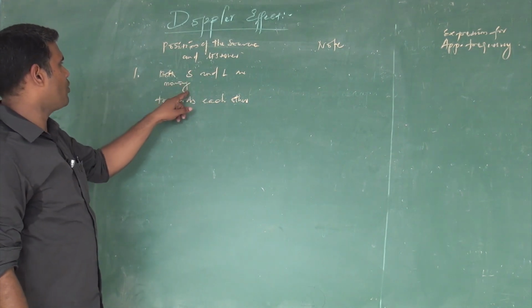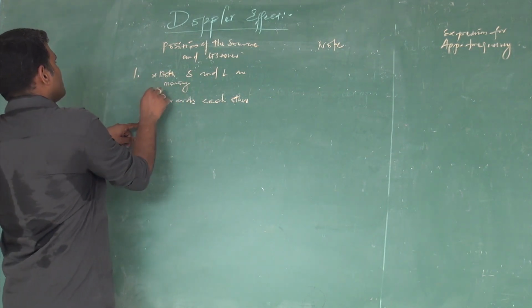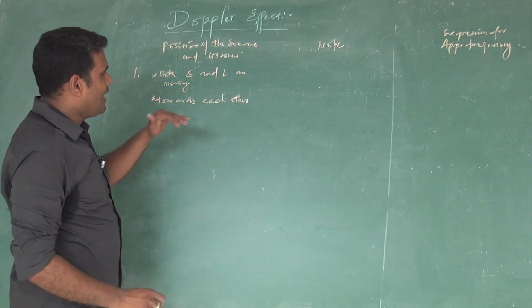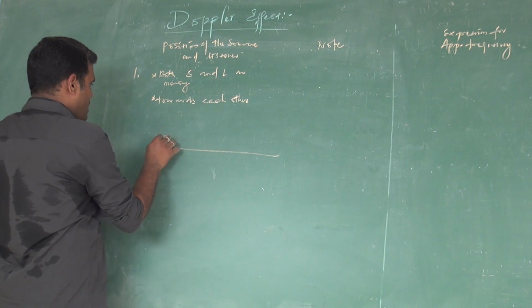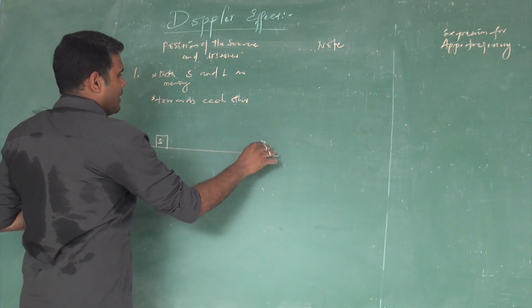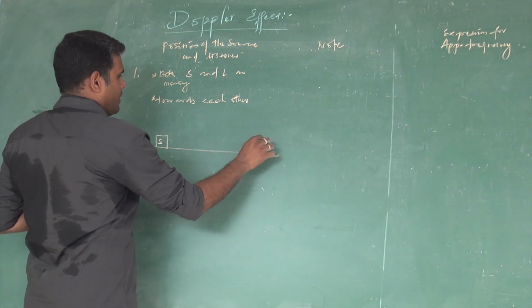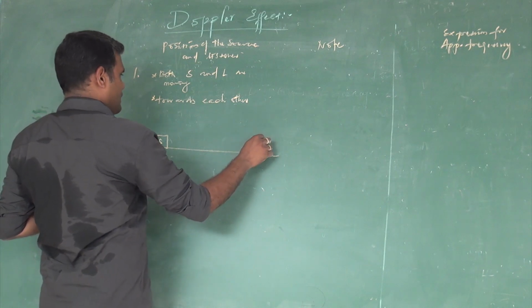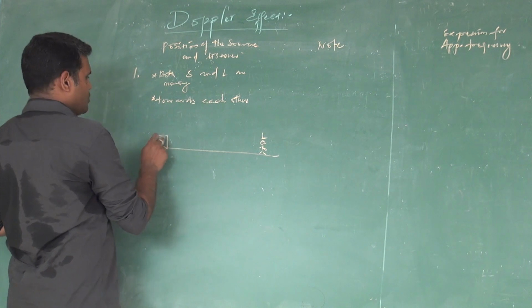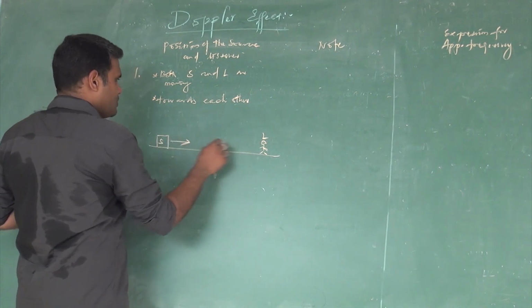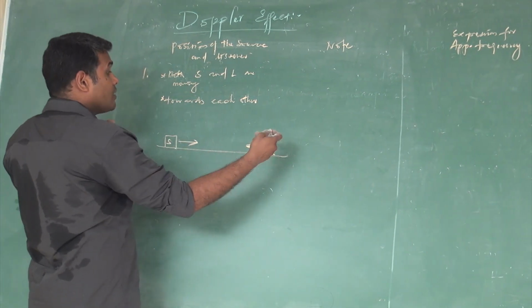Source and the listener are moving, and they are moving towards each other. I can draw a diagram for this. I can put a box for the source, and I can draw a simple line diagram for the listener. This is the source and this one is a listener. Source and the listener are moving towards each other.